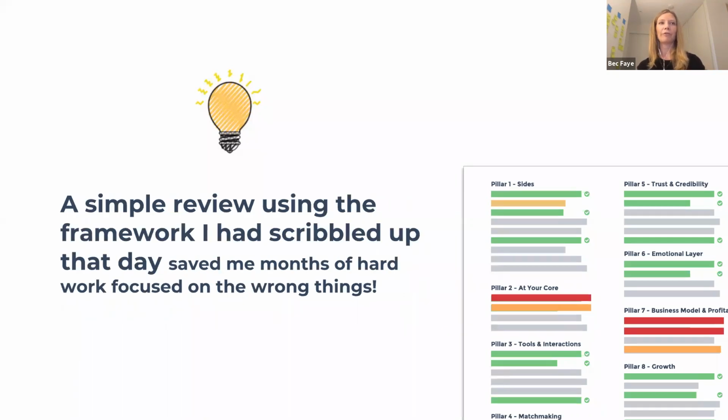So suddenly with this new framework, I had a way of actually doing a simple review, which then saved me months and months of trying to do things the hard way, and it allowed me to come back to the things that were really important in the business.